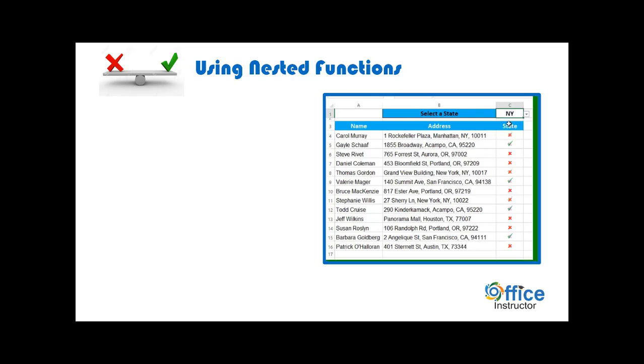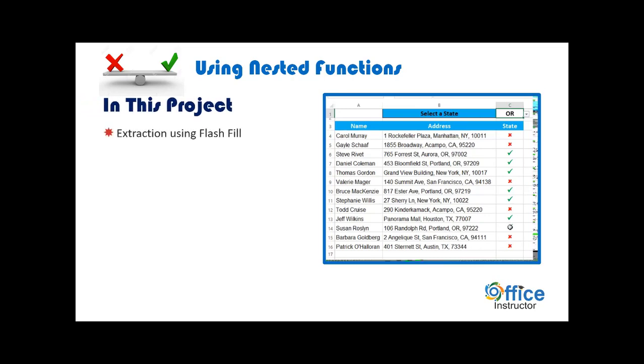If I change, say, from New York to Orlando, I see a check mark for addresses in Orlando and an X mark for any other state. So, in this project, we learn how to extract the state by using the flash fill technique. We'll be then removing the duplicates. We'll be creating a drop list, a data validation list.